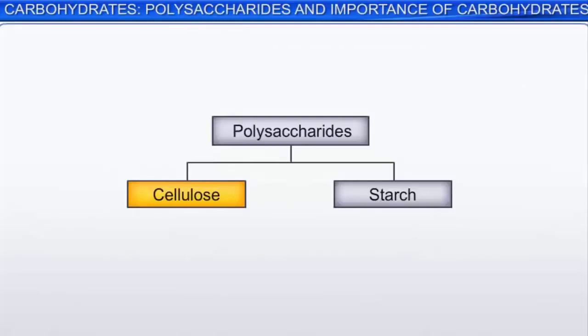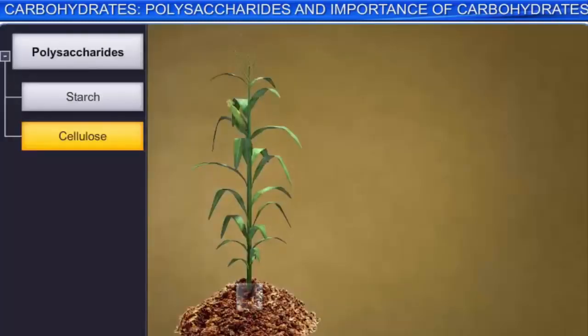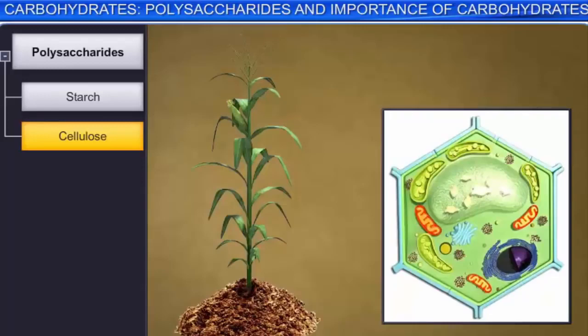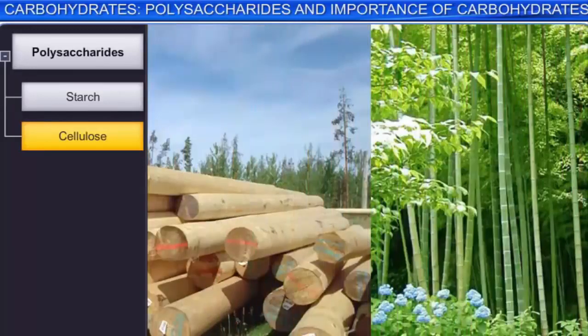Cellulose is another important polysaccharide. Found exclusively in plants, it is the most abundant of all carbohydrates. Cellulose is the chief structural material in plants. It is completely insoluble in water.